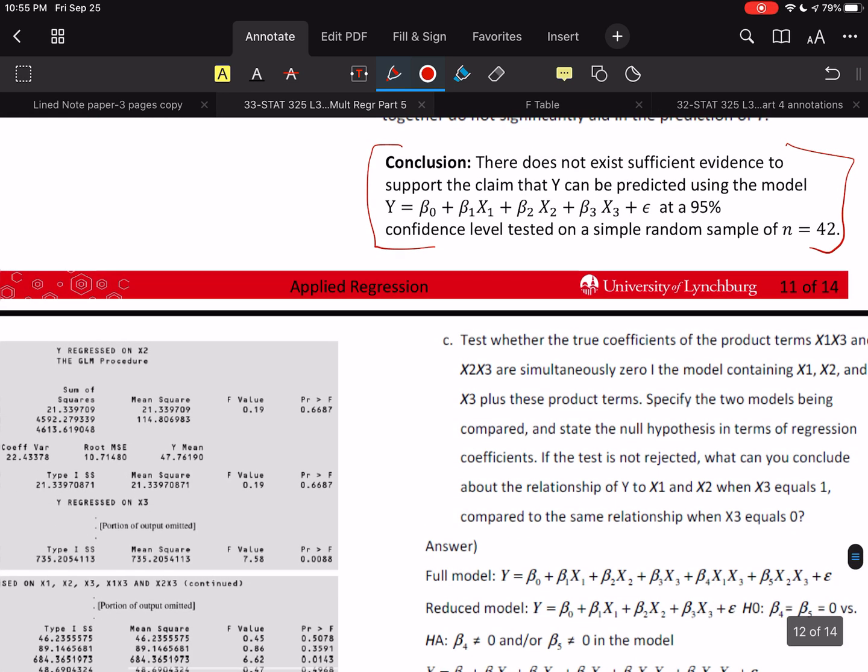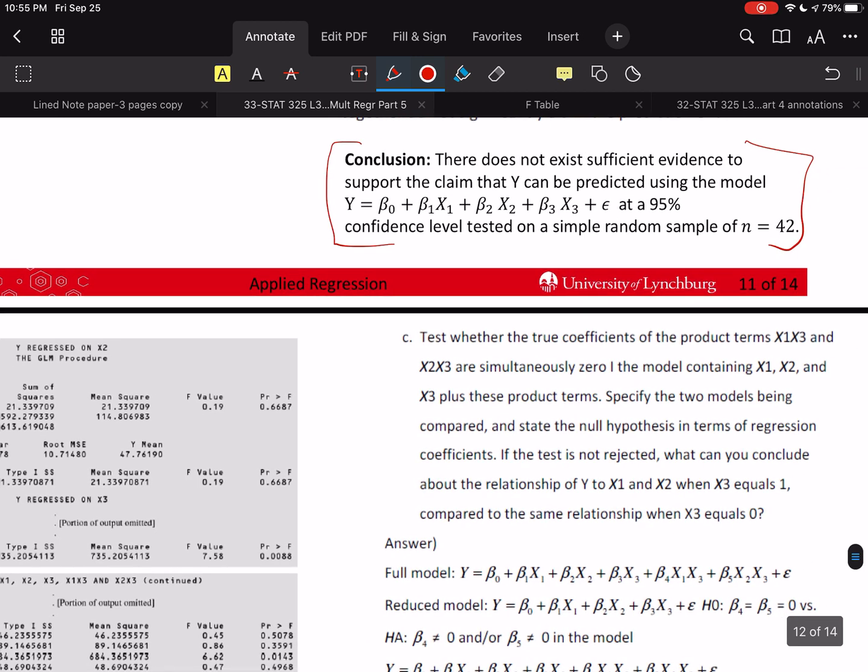And now, the third test, whether the true coefficients of the product terms x1x3 and x2x3 are simultaneously 0 in the model containing x1, x2, and x3, plus these product terms. So specify the two models being compared, state the null hypothesis in terms of the regression coefficients. If the test is not rejected, what can you conclude about the relationship of y to x1 and x2 when x3 equals 1, compared to the same relationship when x3 is equal to 0?